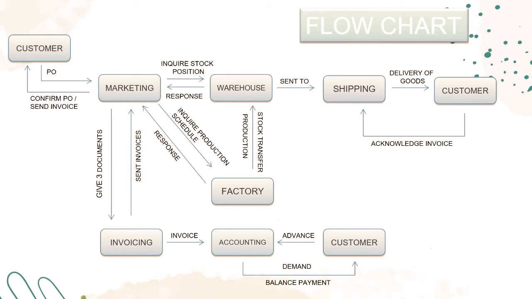The factory will produce and send the item, transferring it to the warehouse while responding to the marketing department about the production process. Then the merchandise is picked up from the warehouse department and sent to the shipping department. The stock records are adjusted. The merchandise, packing slip and bill of lading are prepared by the shipping department and sent to the customer.